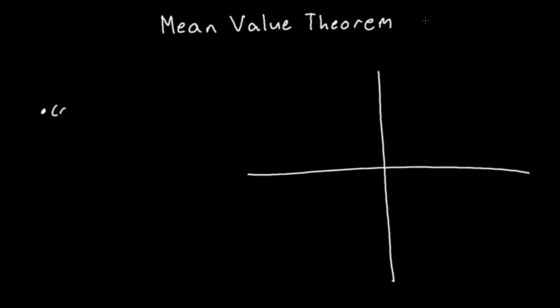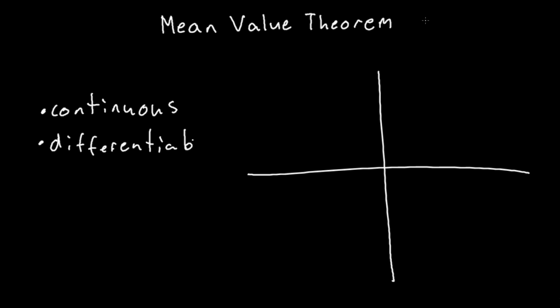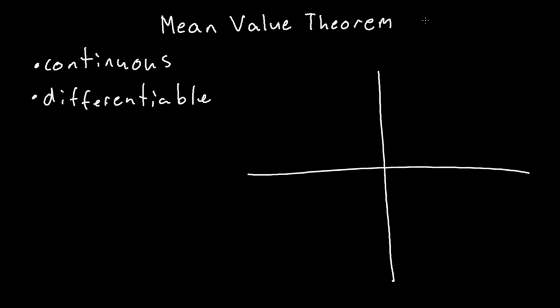So the conditions are your function must be continuous on the interval and differentiable on the interval. Oh my god, I spelled that wrong. Differentiable. I always spell that wrong, I'm not gonna lie. Technically, there's only one condition, because if you're differentiable, you must be continuous, but I'm just going to state both. So, what does the mean value theorem state?